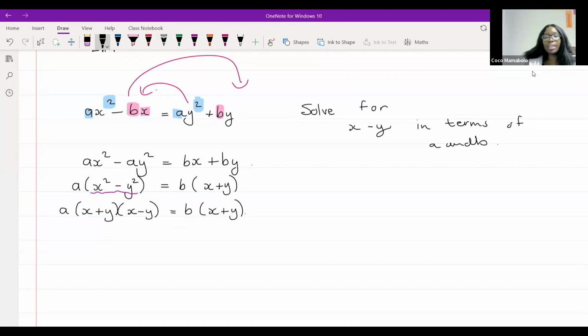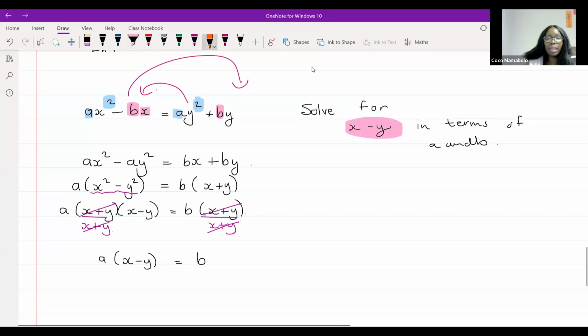So now I can see that there's an x plus y on both sides. So I'm going to divide this side by x plus y, and divide this side by x plus y. So those two will cancel and that one will cancel. So now what I've got left is a(x minus y) is equal to b. But my question said, solve for just x minus y. So I must divide by a on both sides. The a's will go away. So my answer is actually x minus y is equal to b over a.